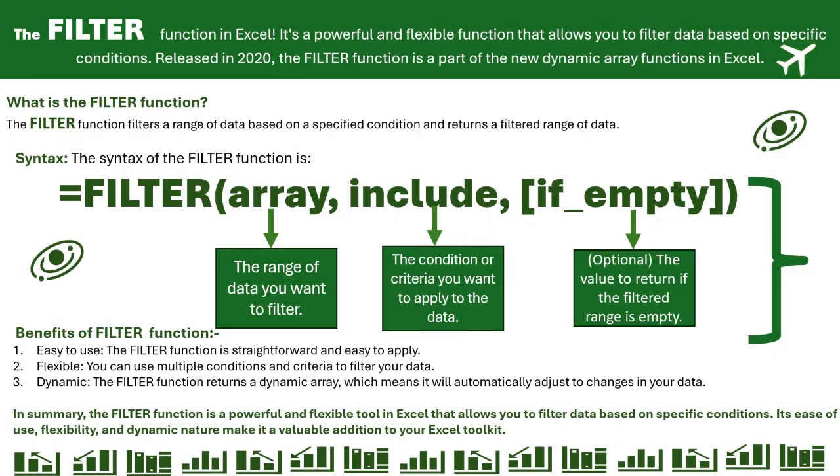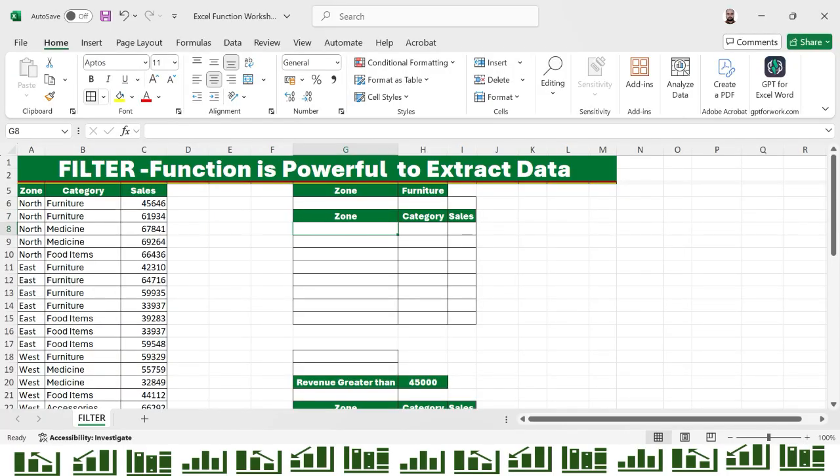In summary, the filter function is a powerful, flexible tool in Excel that allows you to filter data based on your specified conditions. Its ease of use, flexibility, and dynamic nature make it a valuable addition to your Excel toolkit. So now let's move on to Excel to learn practically how this function works.